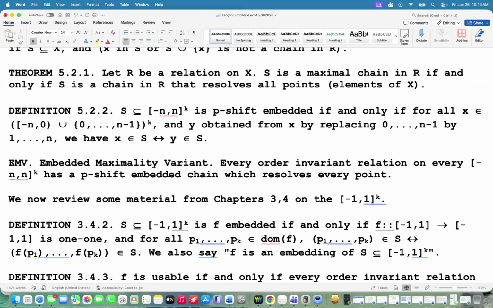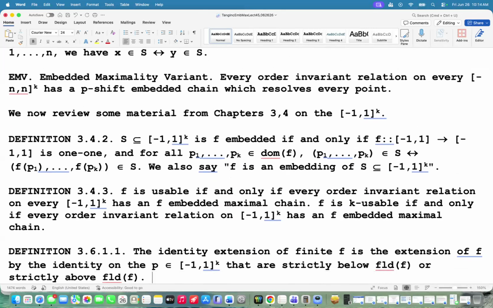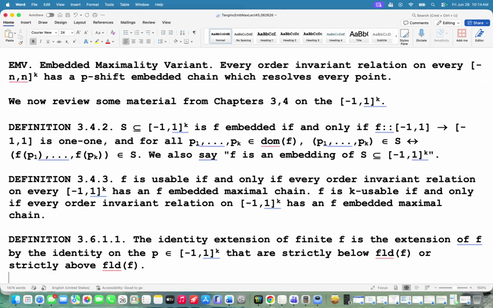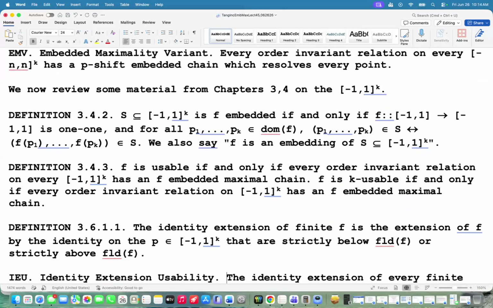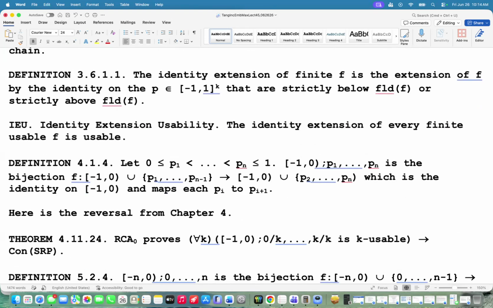Okay. Now we review some. Now I did a lot of this last time, so I'm going to do this real quickly. So we have the notion of F embedded and F usable from the earlier work. The identity extension. We had the identity extension usability theorem, which is the lead statement in embedded maximality. We're now doing finite embedded maximality, but the lead statement in embedded maximality is IEU.